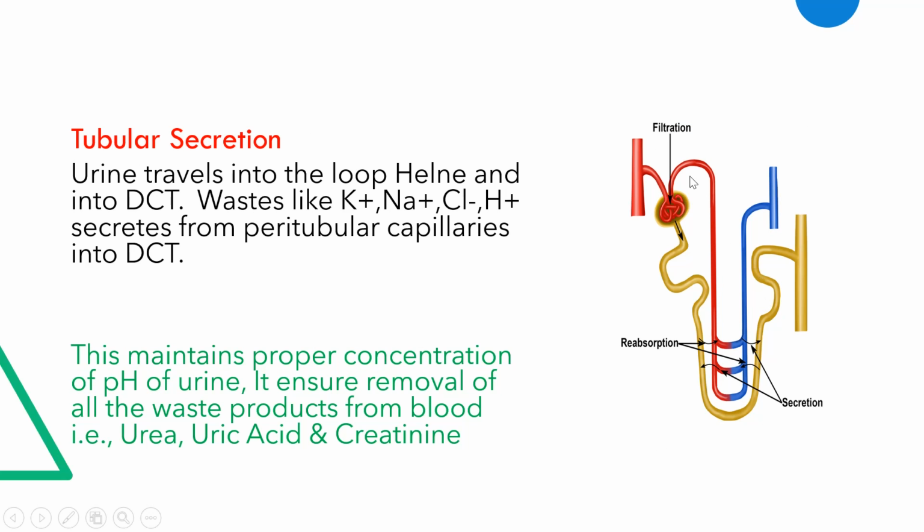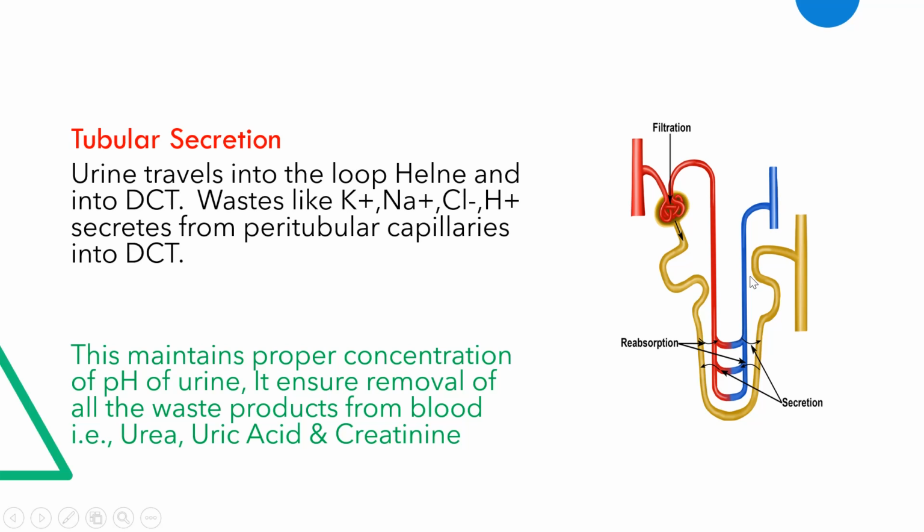Then the third stage is tubular secretion. So here the urine travels from this PCT to this loop. The U-shaped loop is called the loop of Henle. And from this loop of Henle, it enters into the DCT, distal convoluted tubule. So here wastes like potassium, sodium, chloride and hydrogen are secreted from peritubular capillaries into this DCT.